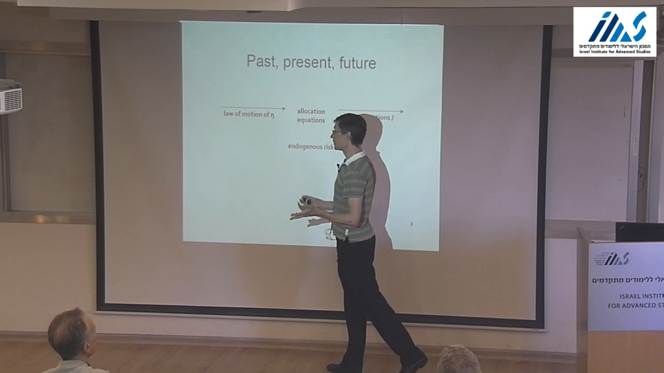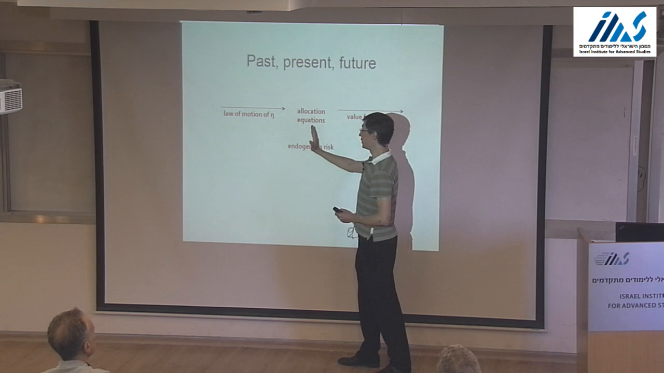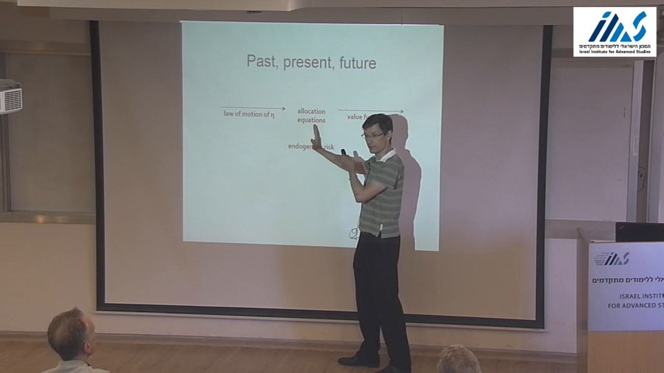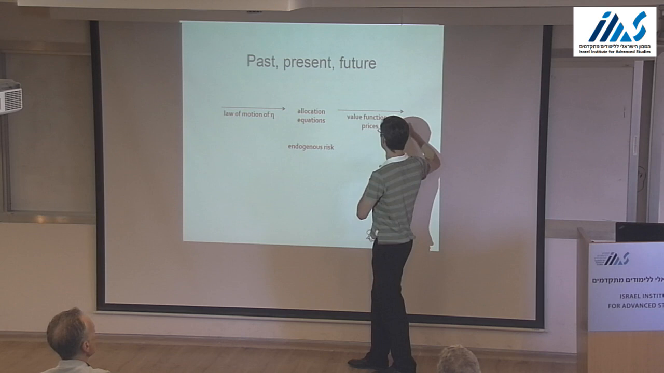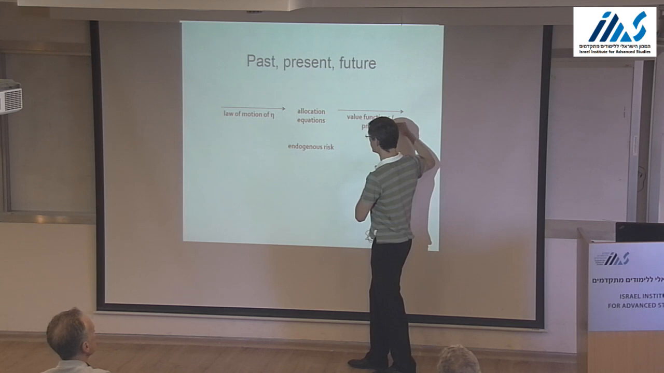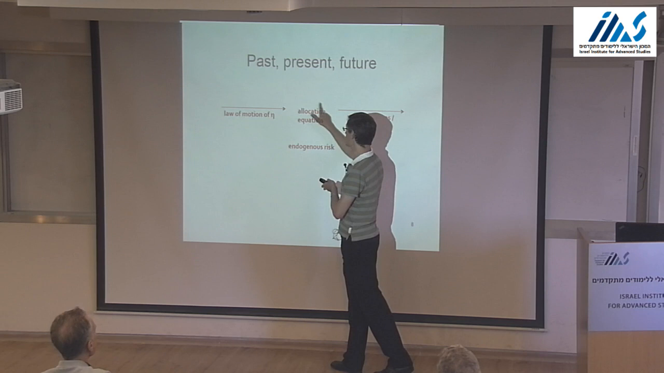But generally you're going to have some forward equations that describe how the system evolves, okay? When you put yourselves at the present time in the shoes of individual people in your model that make decisions, then they're going to look into the future and form some expectations. Here, these expectations will be captured by value functions and prices. Okay, and then based on those expectations, there is going to be an allocation which is determined at the current time. So I'm going to talk about the allocation equations.